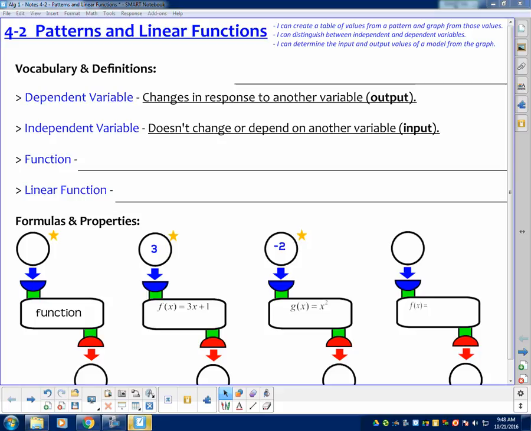So it doesn't change or depend on another variable. So typically in Algebra 1, it's x. I'm saying in Algebra 1 because we use x and y primarily in Algebra 1. And as you move into other courses like Algebra 2 or Pre-Calculus or Physics, we use other letters to represent the dependent and independent variable.